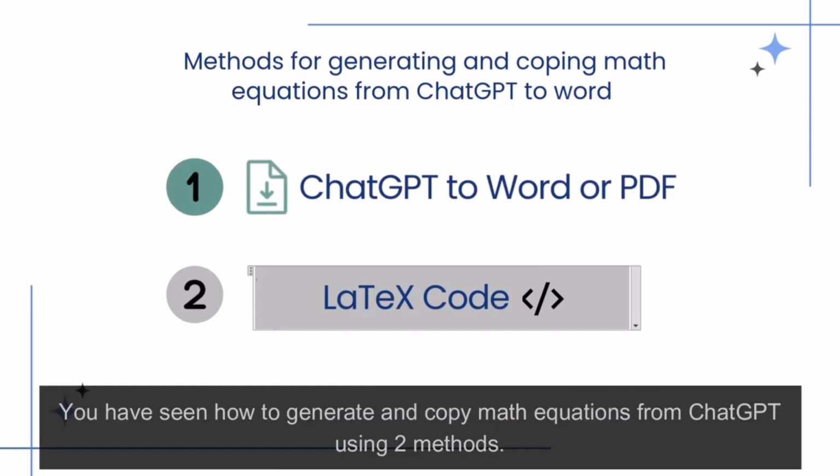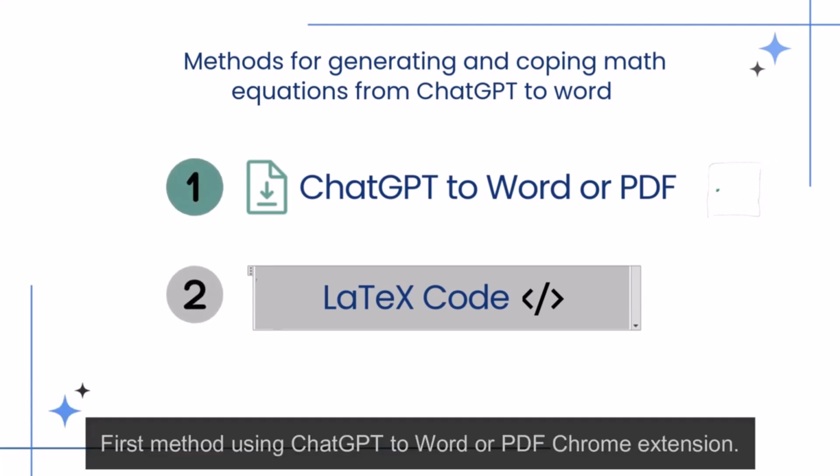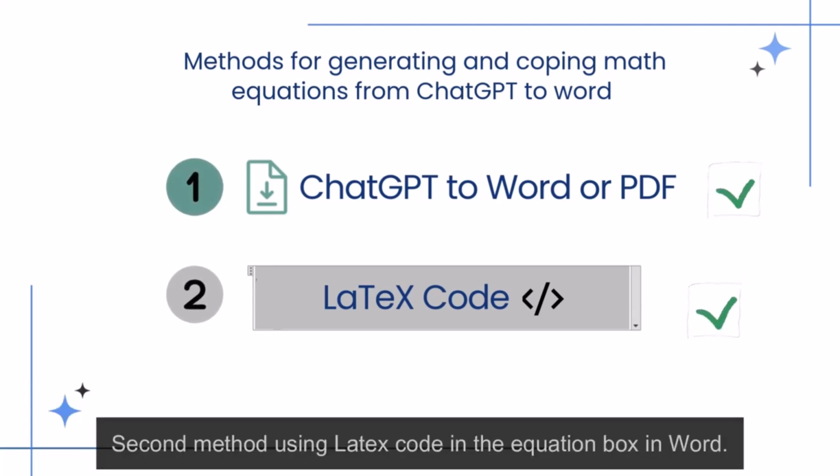You have seen how to generate and copy math equations from ChatGPT using two methods. First method, using the ChatGPT to Word or PDF Chrome extension. Second method, using LaTeX code and the equation box in Word.